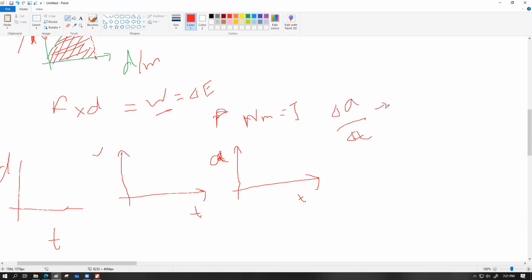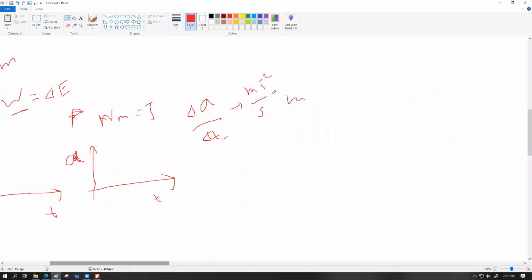This should give you a unit of meter per second squared divided by second, which should eventually translate into meter per second cube. Think about it. This is on the denominator, right? So if you take it up, it should be h to the power minus 1. Make sense? We have a graph like acceleration and time.